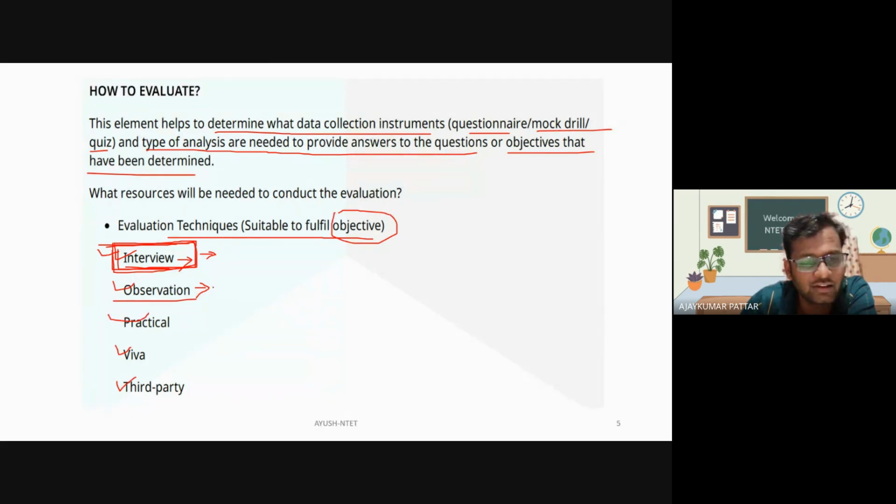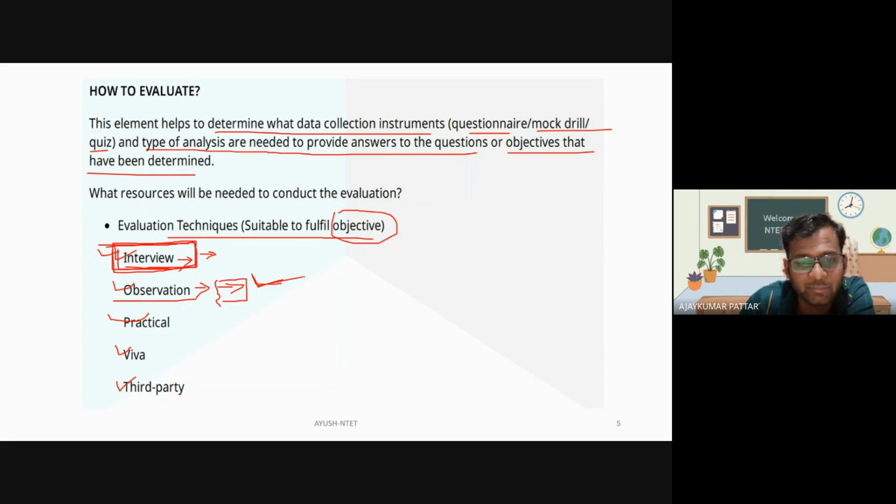For example, when students are posted in the hospital, in the internship process, we will observe the student: how that student is examining the patients, how they are taking the history, and how they are performing. So everything we will observe. Just by observation we will evaluate whether he is correct or not.